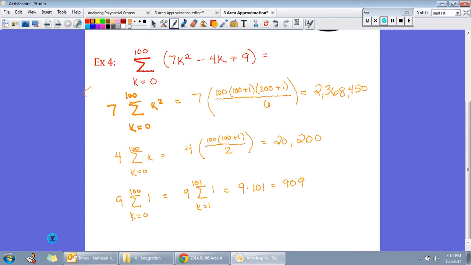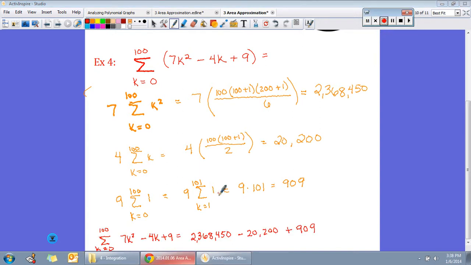So your final summation can be written like this. We have the 7k squared part minus the 4k part plus 9. And when you add all of that up together, that equals 2,349,159.